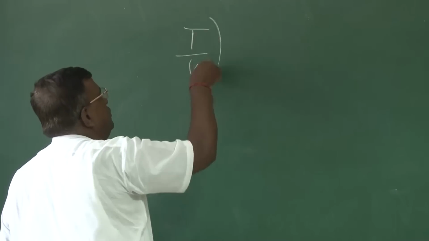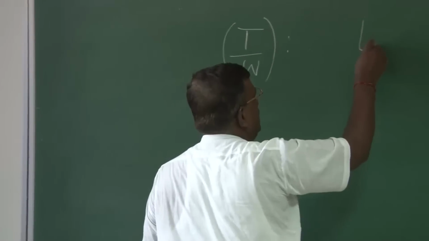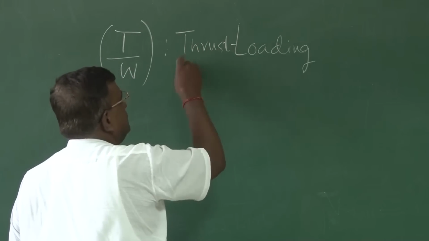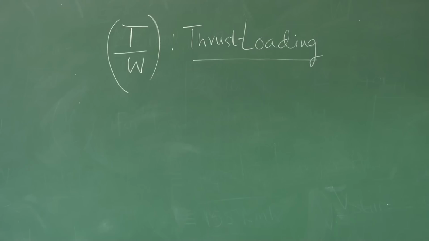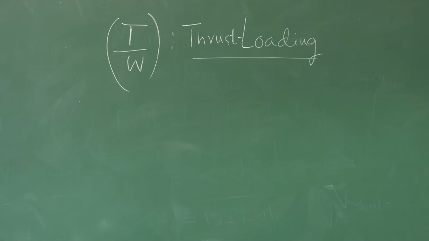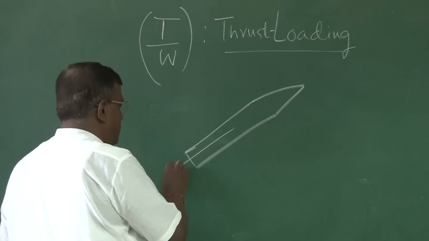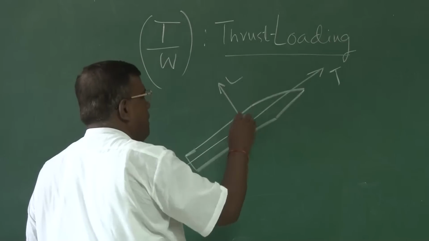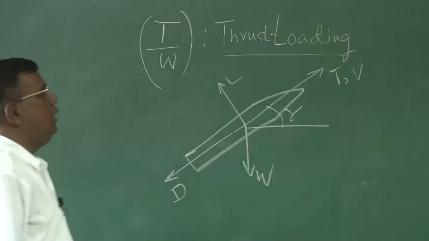There is something T by W. If W by S is wing loading, what is T by W? T by W is also some loading, but this is thrust loading. What is the implication of thrust loading? For example, wing loading, we have seen, has direct relationship with the V stall, minimum speed to fly level, lift equal to weight. Thrust loading, if you want to see, again you have to go to your performance lecture where for a steady climb, we call the diagram. We call this diagram that we are flying.